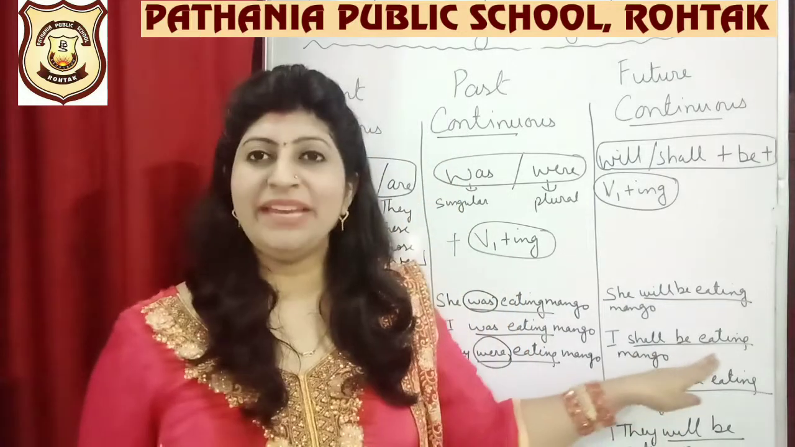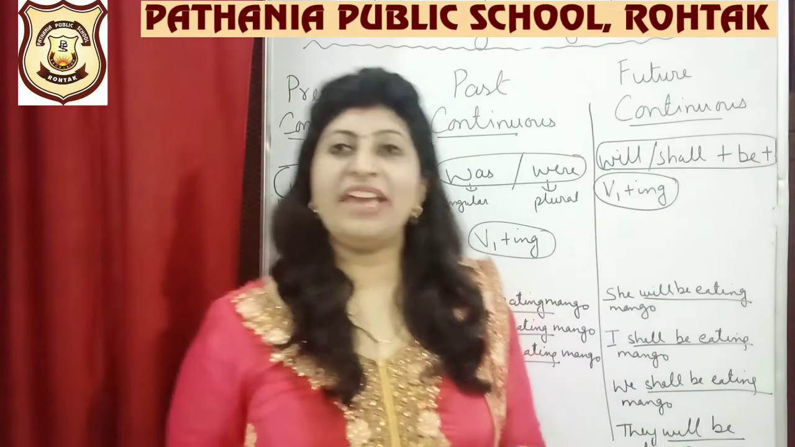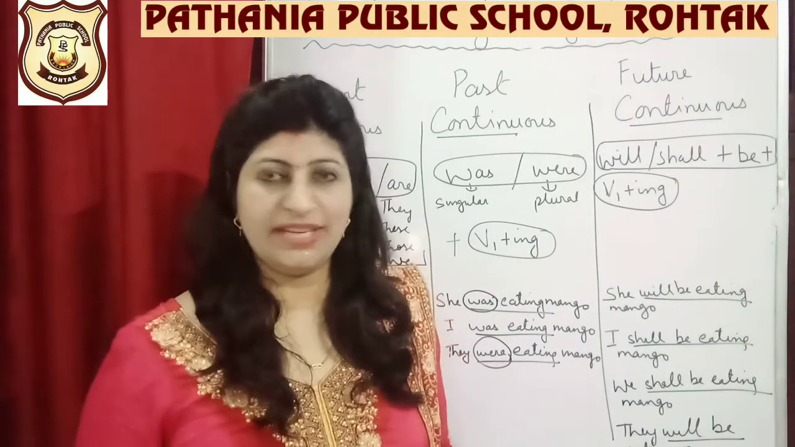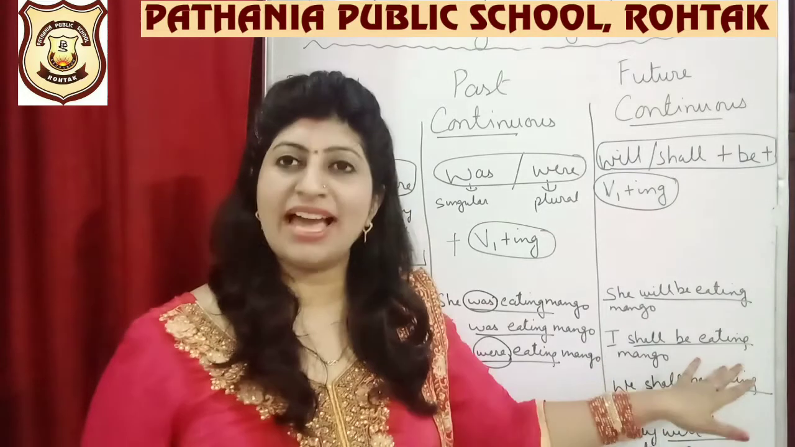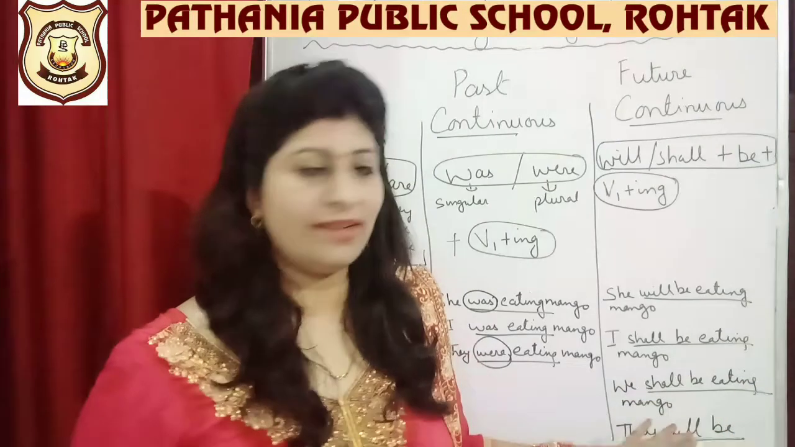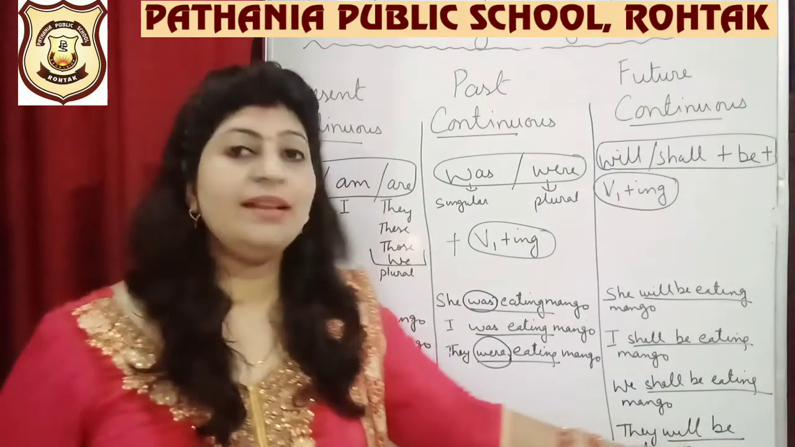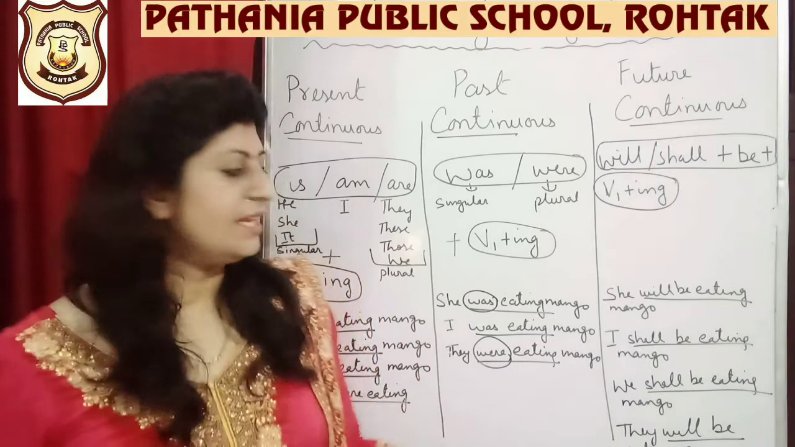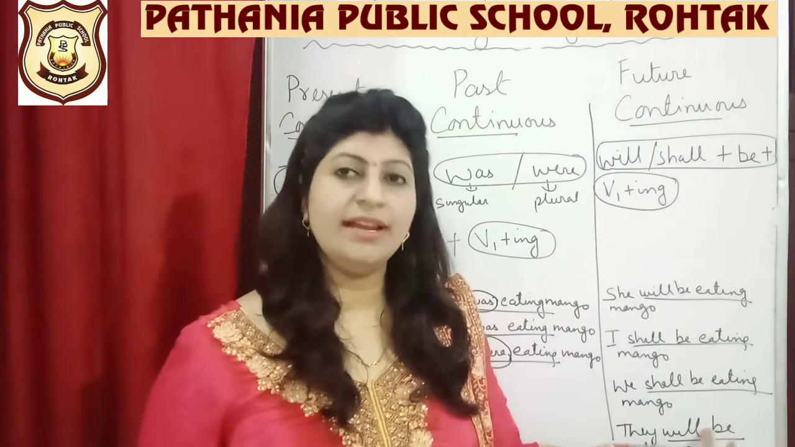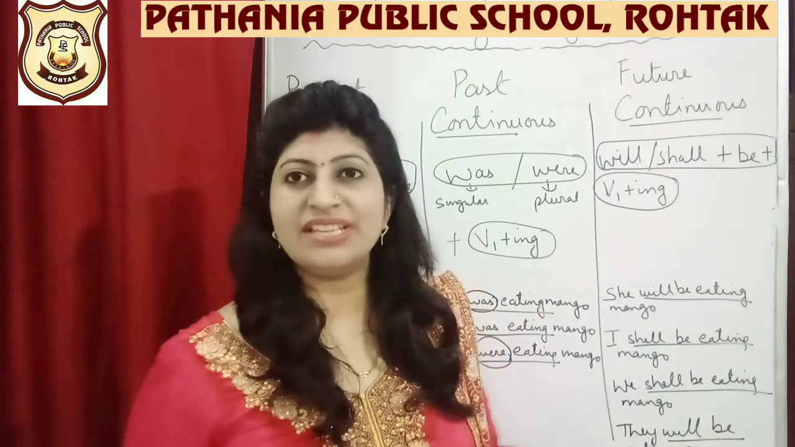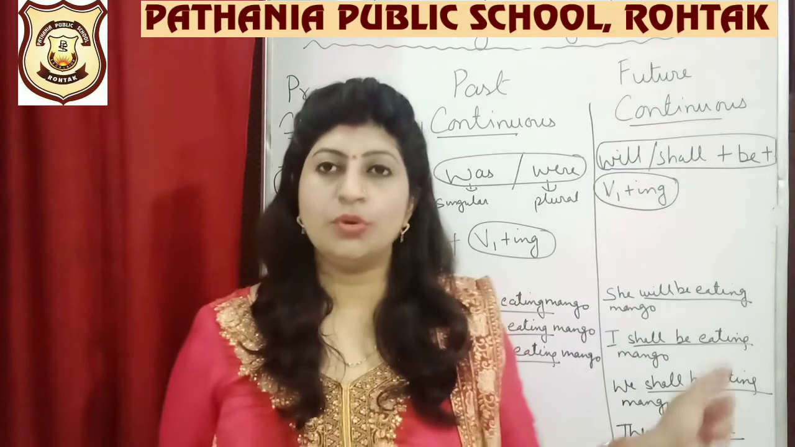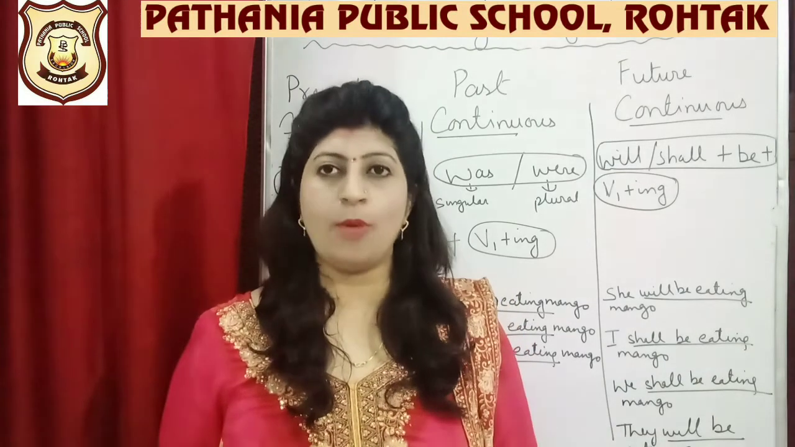I shall be eating. Many people ask me, ma'am, where to use shall? So generally we use shall with I and we. For example, I shall be eating mango. We shall be eating mango. Next, they will be eating mango. Okay. So out here, will is telling you future, be and V plus ing is telling you continuous. So this is how you are able to do continuous form of tenses.